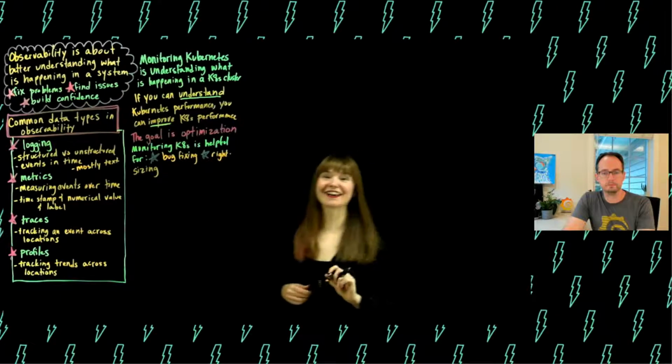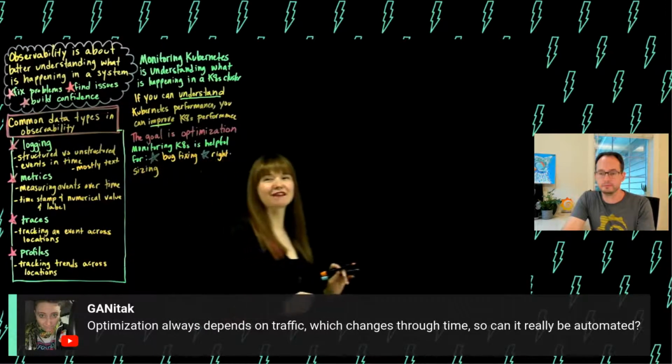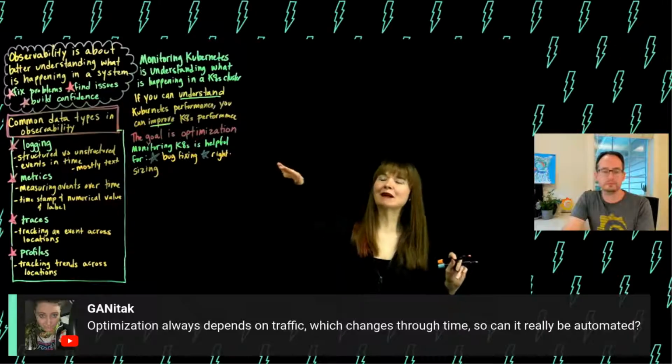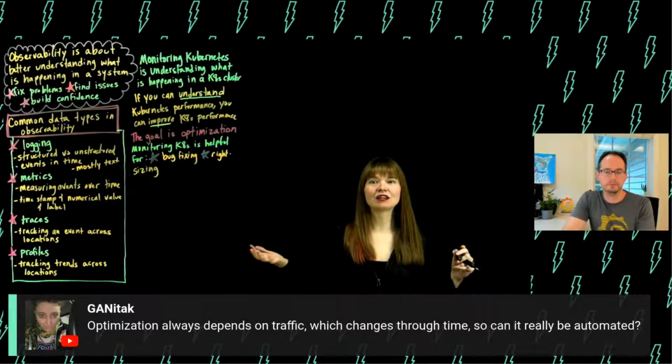Yeah. We got another question. Optimization depends on traffic. So if you're optimizing for a certain amount of traffic and that amount of traffic changes, you're not optimized anymore, I think. Yeah. So can it really be automated if the traffic changes? What's the definition of optimization?